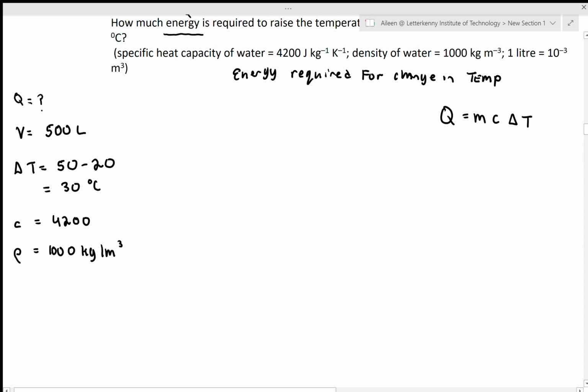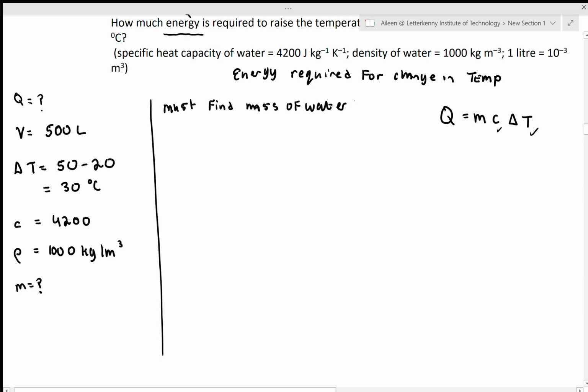Okay, so to find Q, I need the mass, which I don't have. I need the specific heat capacity, which I do have, and I need the change in temperature, which I also have. So first off, you need to find the mass of the water before we can get the energy required. Okay, so we need to find the mass of our water. So what information do I have for my mass of the water?